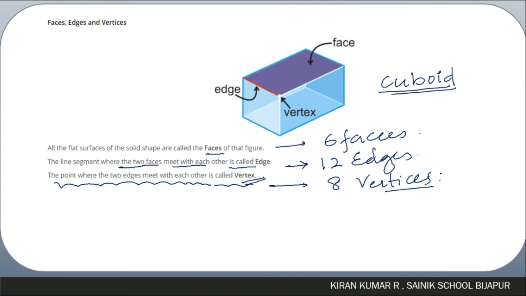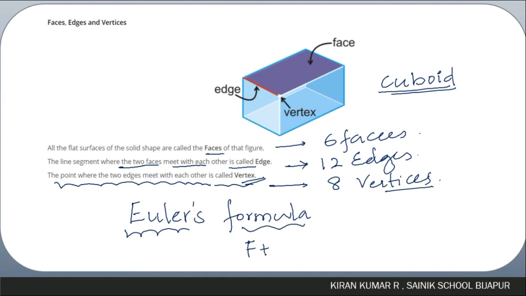There is a beautiful relationship between the number of faces, the number of edges, and the number of vertices. This relationship is given by one of the great mathematicians called Euler. The spelling is Euler, and it's called Euler's formula. Euler's formula says F plus V equals E plus 2. You can observe here there are 6 faces. 6 plus 8 vertices is 14. It is the same as the number of edges plus 2.